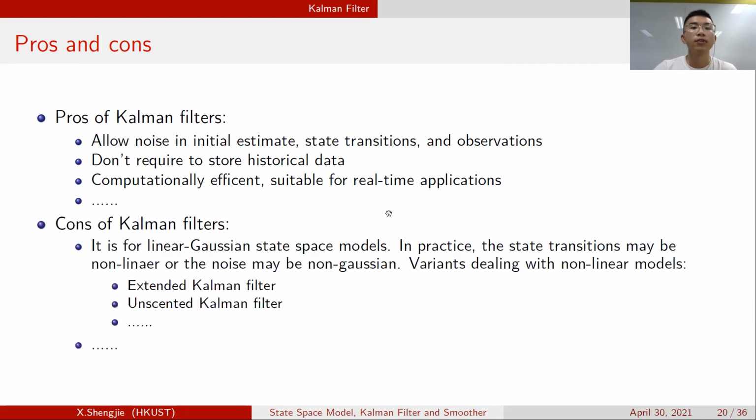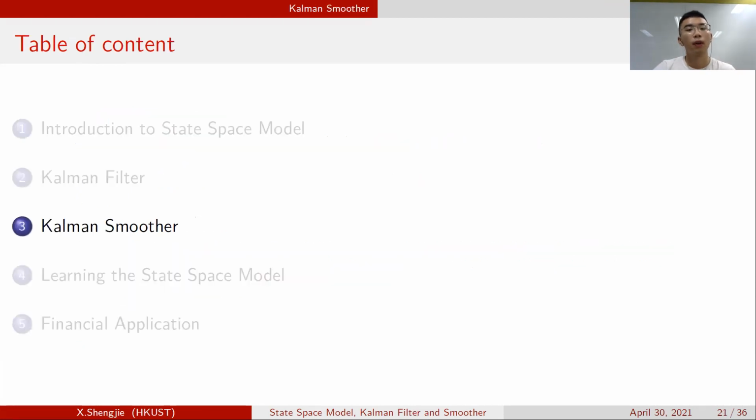And the cons of the Kalman filter, or we call it the limitations of the Kalman filter, is that it is designed for linear Gaussian state-space models. But in practice, the noise may not be Gaussian, and the state transition may not be linear. So the traditional Kalman filter is limited. Well, people have developed some variants to cope with this kind of problem. For example, the extended Kalman filter, the unscented one, and particle filters are also a good choice. So this is all about the Kalman filter.